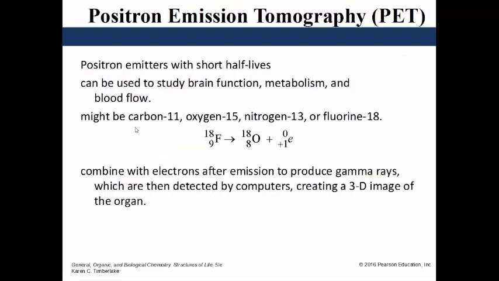A tool that can be used with radioactive isotopes is the PET scan, positron emission tomography. It will detect positron radiation. Positron emitters with very short half-lives are used to study brain function, body metabolism, and blood flow. Some examples that could be used are carbon-11, oxygen-15, nitrogen-13, and fluorine-18. These all will combine with electrons after emission to produce gamma rays, which are detected by the various scanners that your doctor uses. This will help to create a 3D image of the organ.